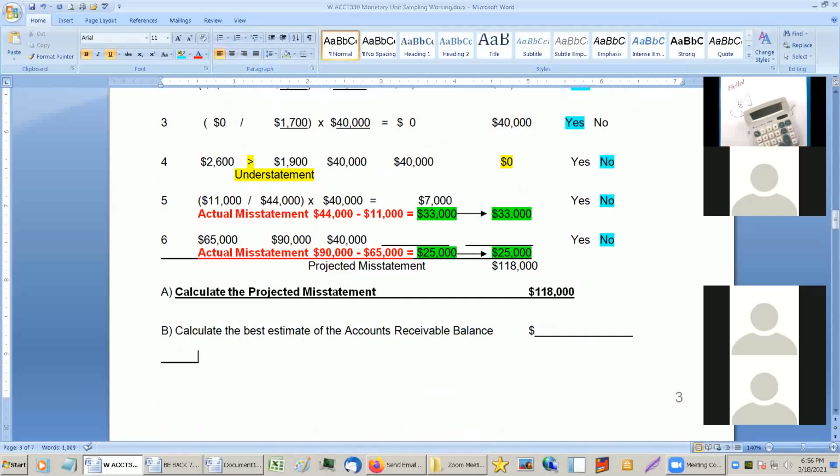I've got to fix the formatting of this thing. So book value minus projected misstatement. Again, we're saying this is an overstatement. What is that? $682,000.